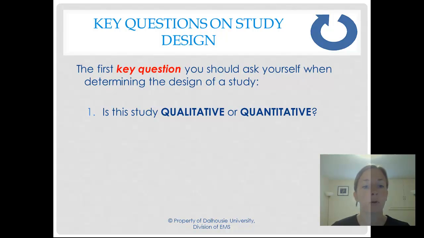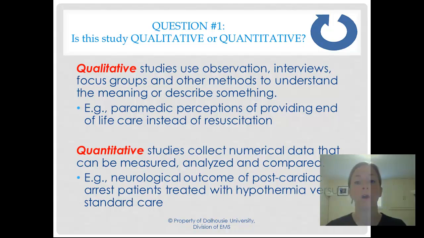There are a few important key questions you should ask yourself when determining the design of a study. The first one is: is this study qualitative or quantitative? Was this a study that looked for themes and meanings and to understand a phenomenon? Or was this study more about gathering numbers and determining differences between things or the effect of something? Those are some of the main differences between quantitative and qualitative. So this is your first important question you want to ask yourself.